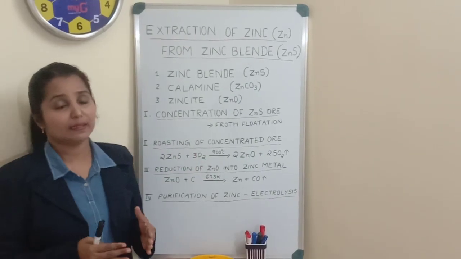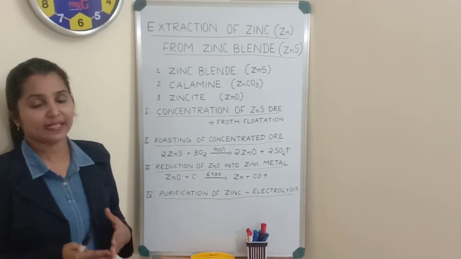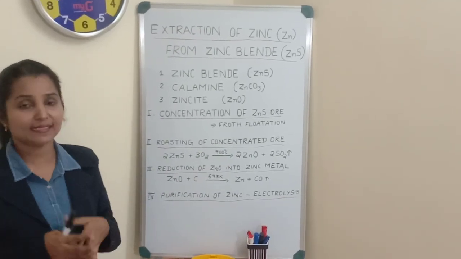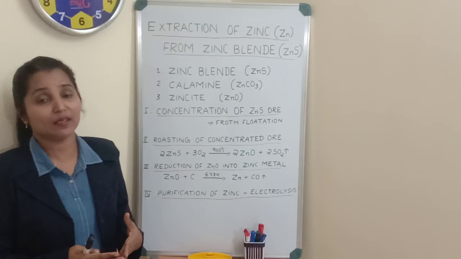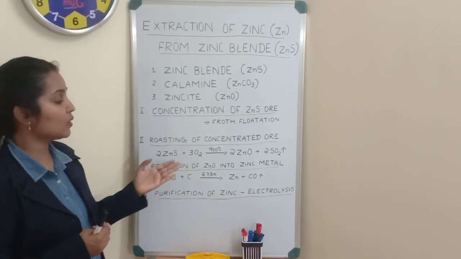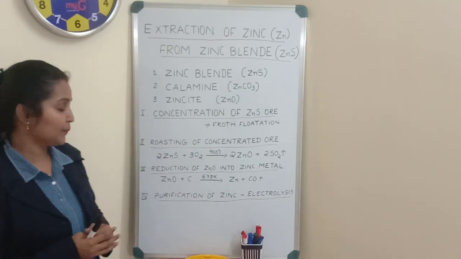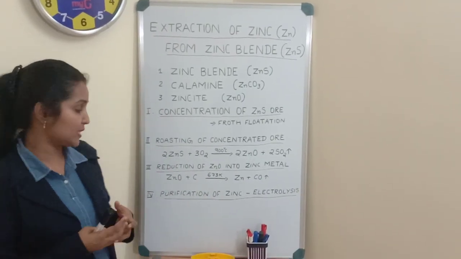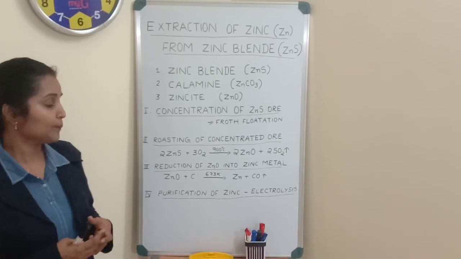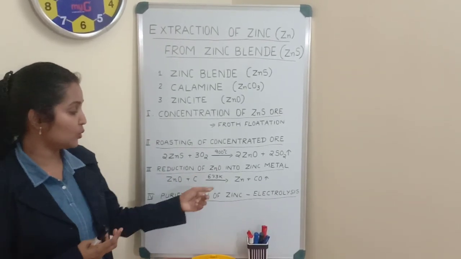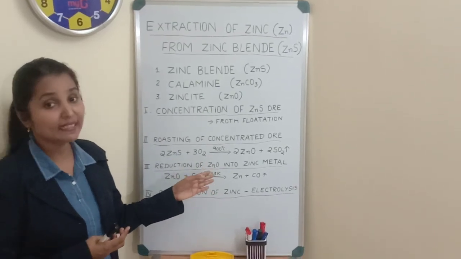Once zinc oxide, the metal oxide, is formed, the next step is reduction of the metal oxide into the metal. So we will reduce zinc oxide into zinc metal. So how do we reduce? We will mix zinc oxide that is formed by roasting with coke and distill in a retort at around 673 Kelvin.